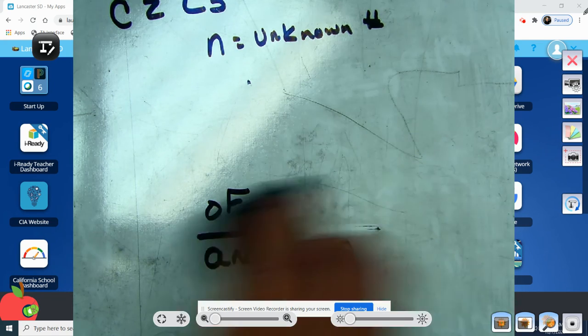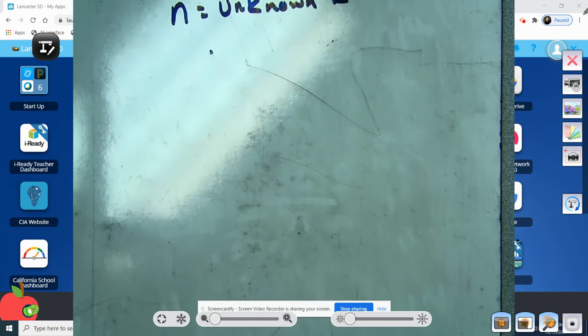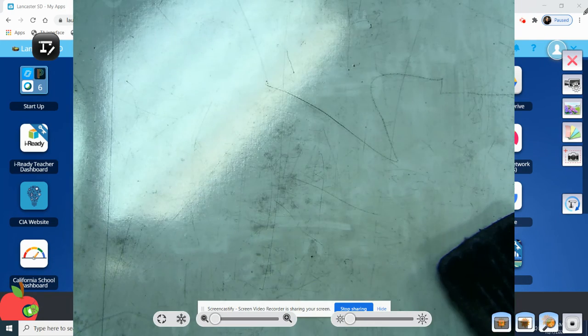So this is how you write equations. You just look at the words and translate them into mathematical operations. I hope that helps.